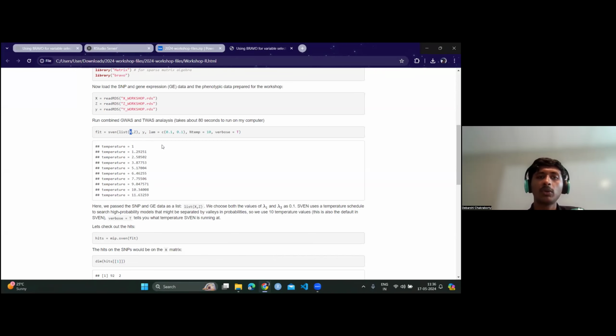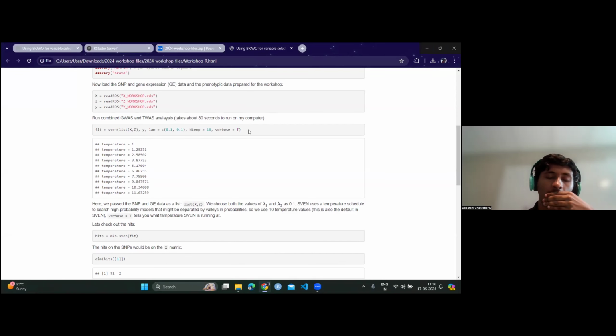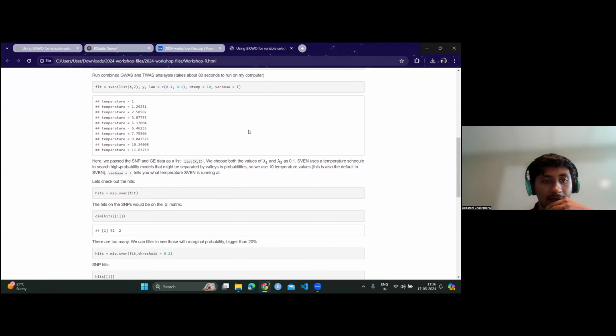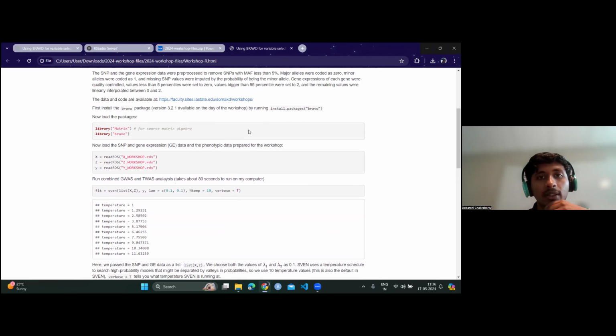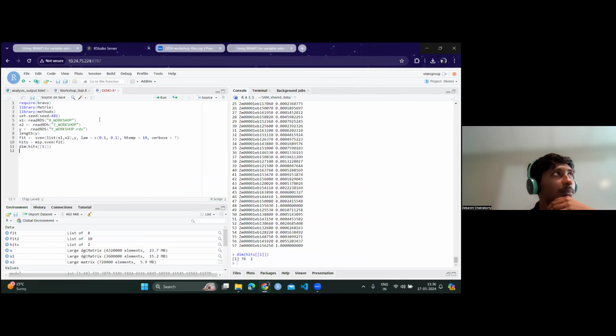So you just download those 3 files, extract them from the zip folder and store them in the same location where you have your RStudio installed. And then we are going to run the codes that are demonstrated here. So it's pretty simple. You have to install the package Bravo and Matrix. Currently, this library method is not absolutely needed.